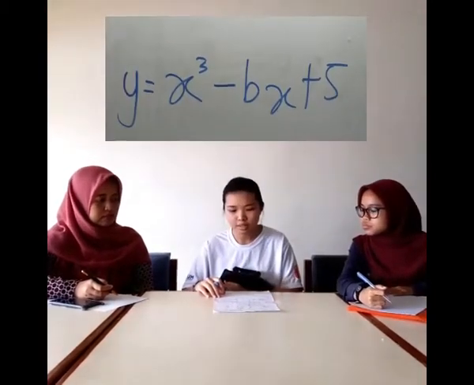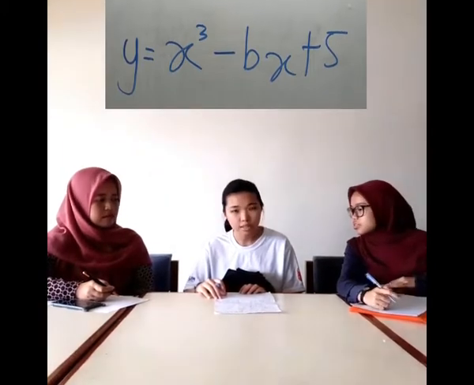We are here to explain how to find the x-intercept and y-intercept of the function. Given the function y equals x cubed minus 6x squared plus 5, to find the y-intercept, we must let x equal to 0. Substituting x equals 0 into the function, we will get y equals 5.